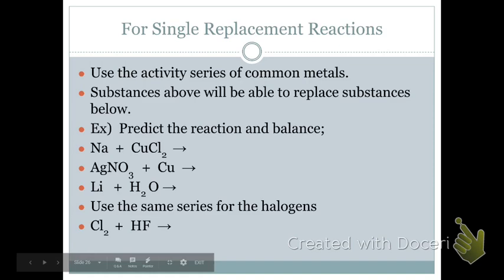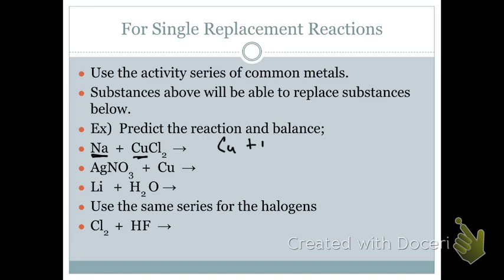Just since we didn't have a negative example, let's say this sodium and copper was flipped. So let's say I had copper plus NaCl, right? What would happen is copper is below sodium, so you would just put no reaction. You don't have to figure anything out because copper can't replace sodium since it's below sodium on the activity series.